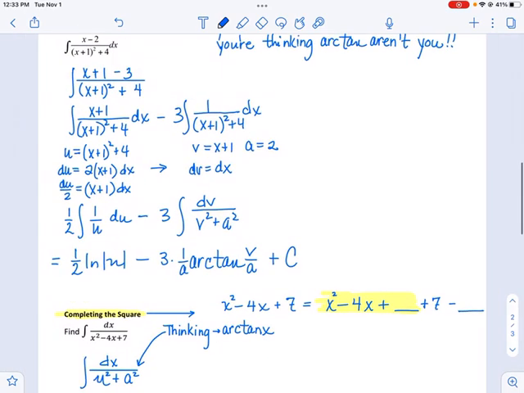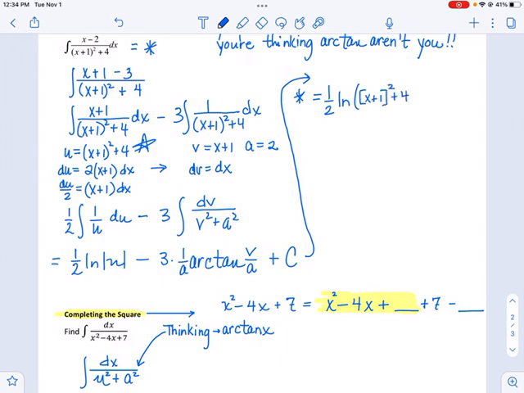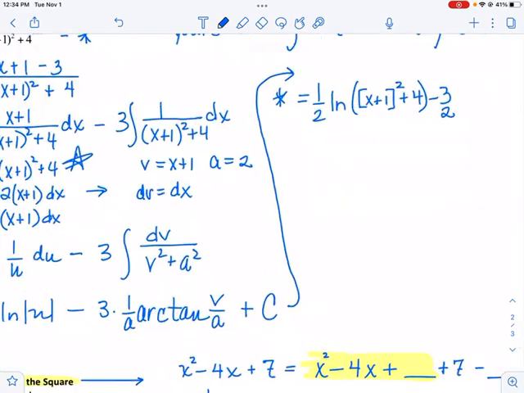Then I'm going to bring this up here, and again, be careful with your u's, because remember what your u is now. It's that whole enchilada. And it's always going to be positive, so we don't really need absolute value with that either. So the integral is equal to 1/2 ln of (x plus 1) quantity squared, plus 4, minus 3 over 2, because a is 2 there, 3 over 2 arctan.